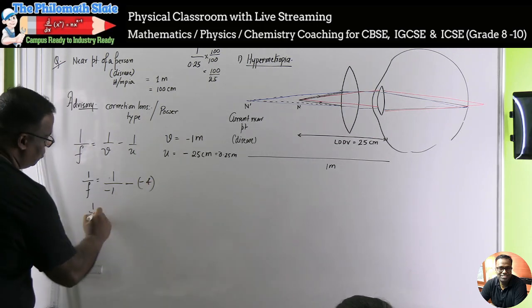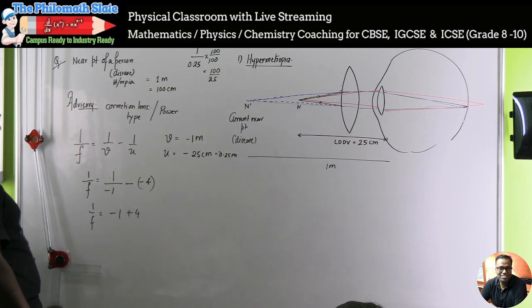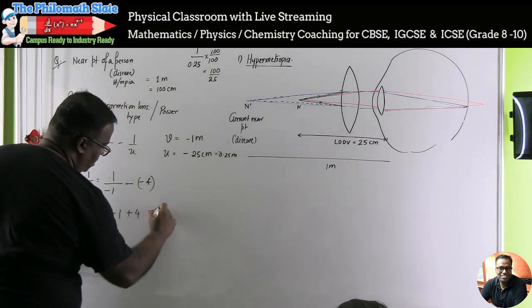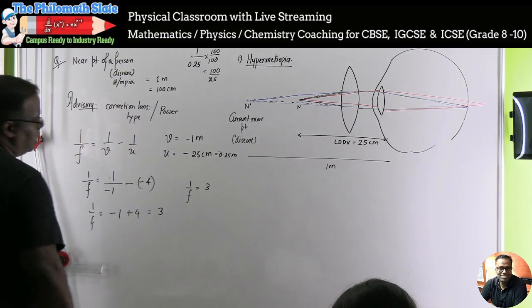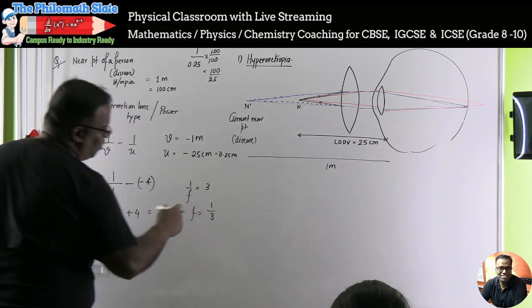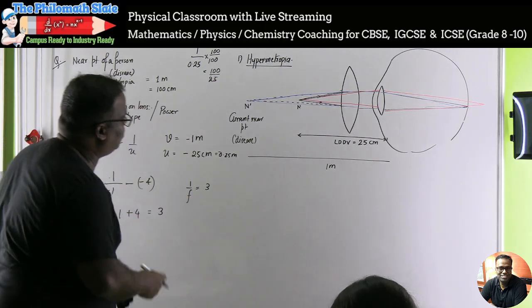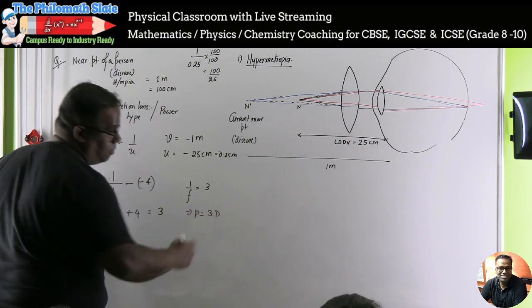Correct? So 1 upon f is equal to negative 1 plus 4, which is equal to 3. So 1 upon f is equal to 3. Therefore f should be equal to... so 1 upon f is fine, we have no problem. Keep it at 1 upon f only. Power is equal to 3 diopter. Positive.